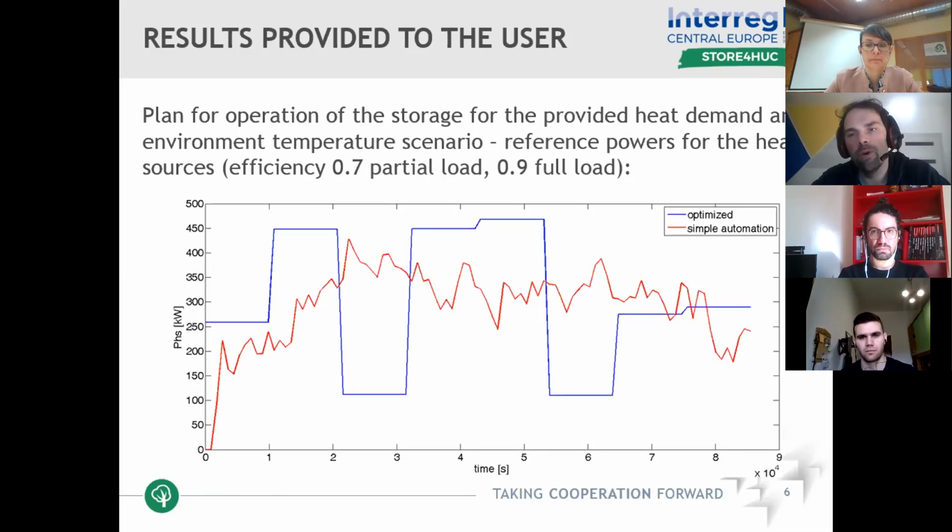I hope I didn't kill you, and I hope you understood. Mario, yeah. A very short question. I'm not so technical, but when you talk about environmental temperature, you said 10 degrees. Is this the environmental temperature required on the user side? Because it seems low. Yeah. Okay. So this temperature is actually the temperature of the surroundings of the storage.